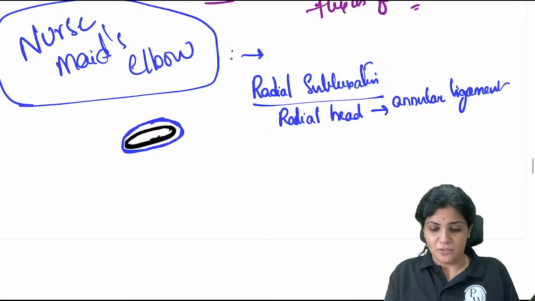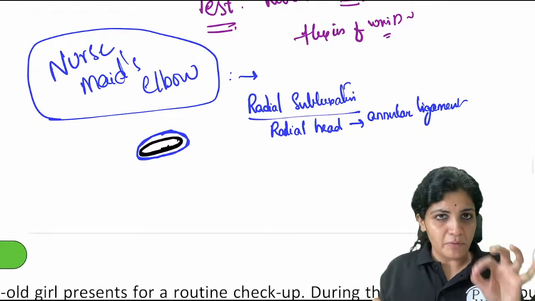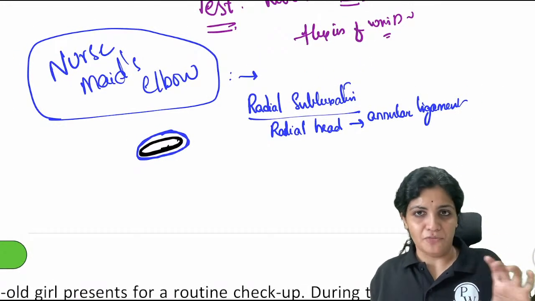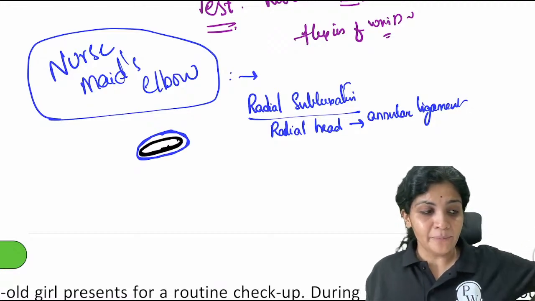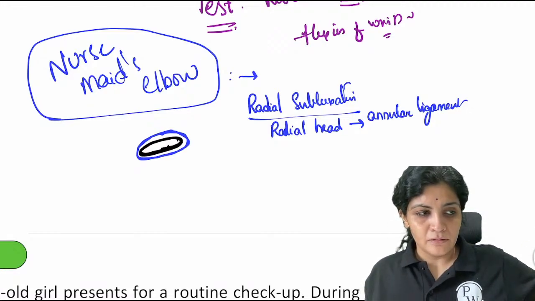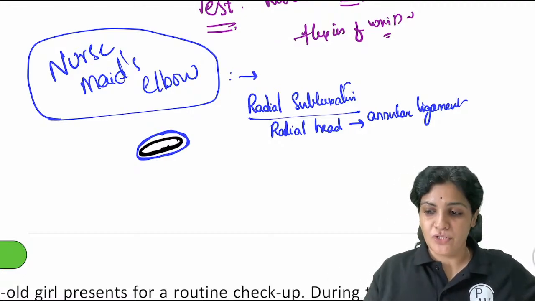This is not elbow dislocation, Nitin. So you have to be very clear in usage of your terms. This is not elbow because the elbow joint is formed by which two bones?